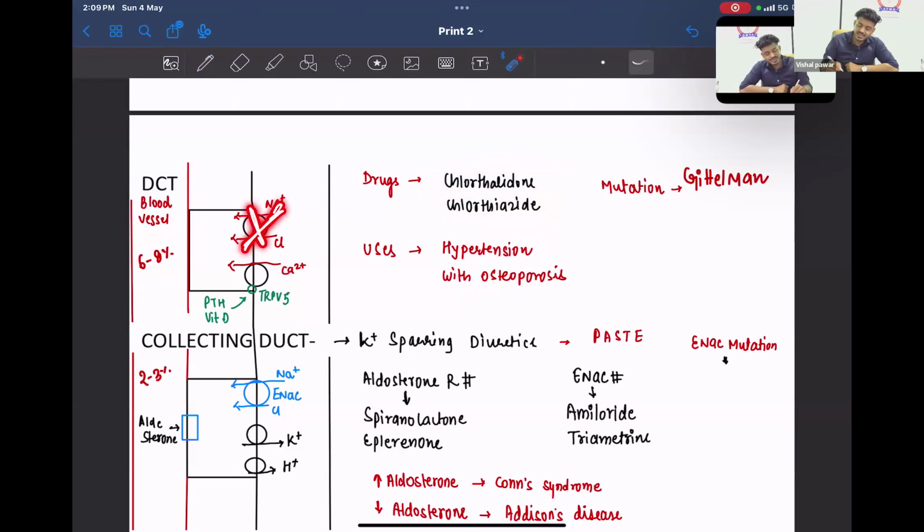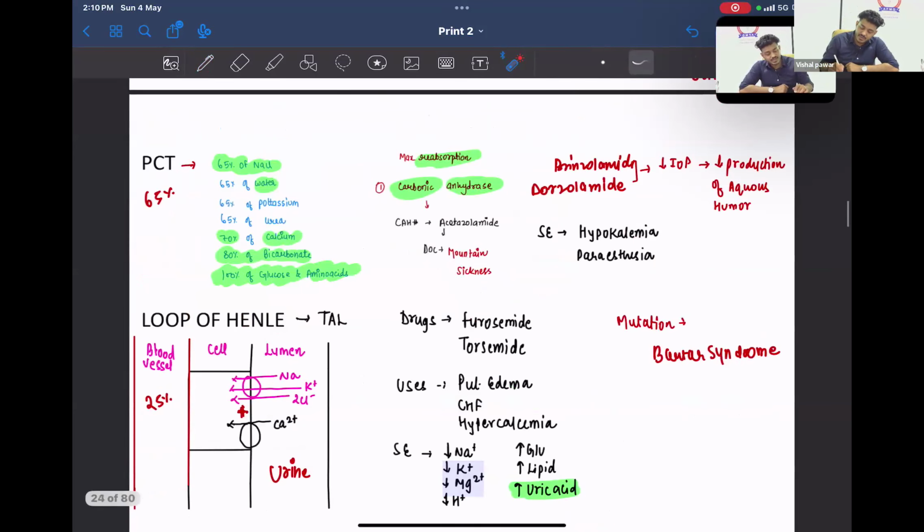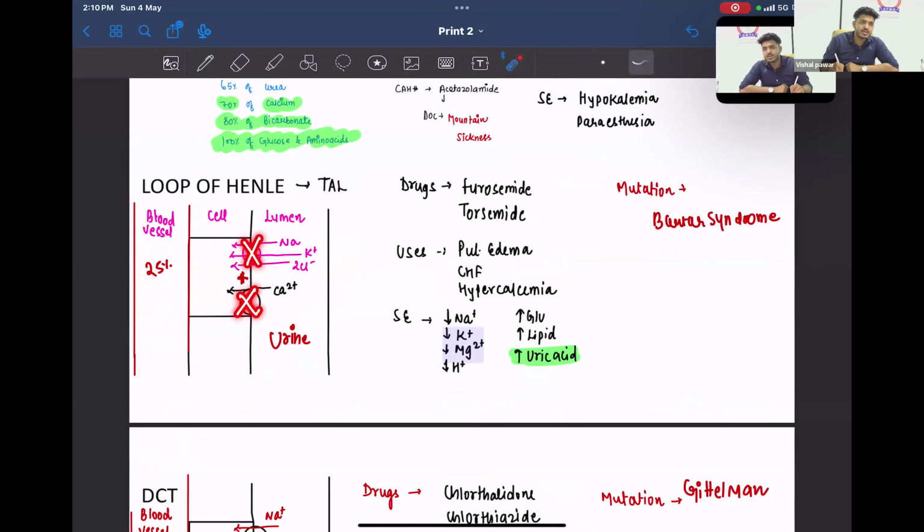Where you can use these drugs in the cases of hypertension, in the cases of osteoporosis. Remember, these two pumps are not going to work together. That means if you block this, only this one will be blocked. Earlier, what we have seen here, if I'm blocking this one, that one is also blocked. Both were working together. They are brothers, right?